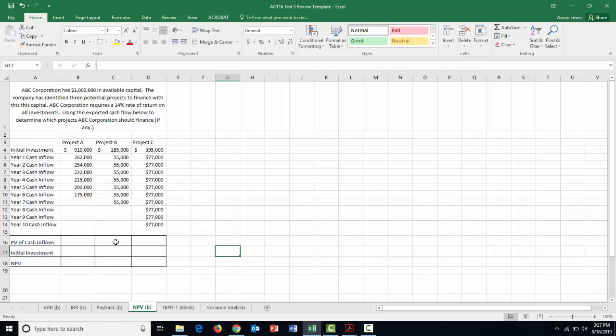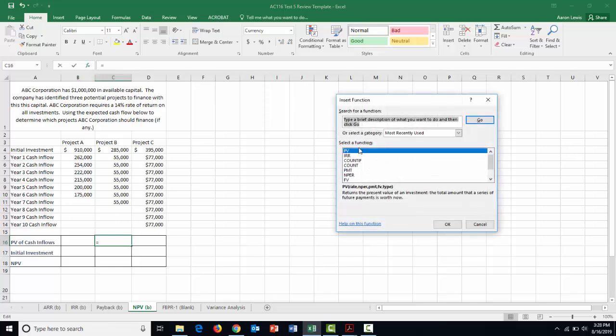I'm actually going to start with Project B because it has regular cash flows. It's $55,000 every year, unlike Project A where it differs every year. So it makes it much easier when you have that regular stream. For the present value of cash flows, you can use your present value of an annuity table to figure out the factor. But the easier method, at least in my opinion, is to let Excel do the work, and to let Excel do the work, you're going to use the present value method.